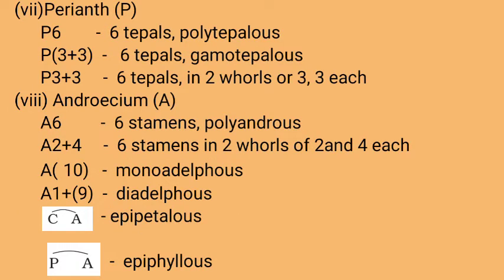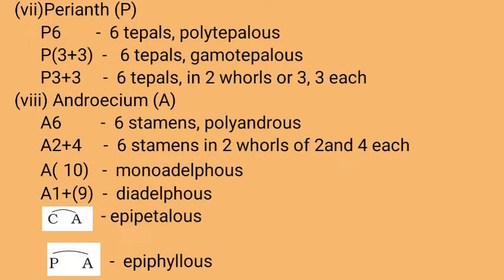Number 7, perianth, which is denoted by P. The units of the perianth are called tepals. P6 contains 6 tepals, all individual, which we call the polytepalous condition. P(3+3), with brackets, means tepals are 6 in number, gamotepalous, which means united form, arranged in 2 whorls. P3+3 without brackets means tepals are 6 in number, arranged in 2 whorls, both in the polytepalous condition, which means individual form.